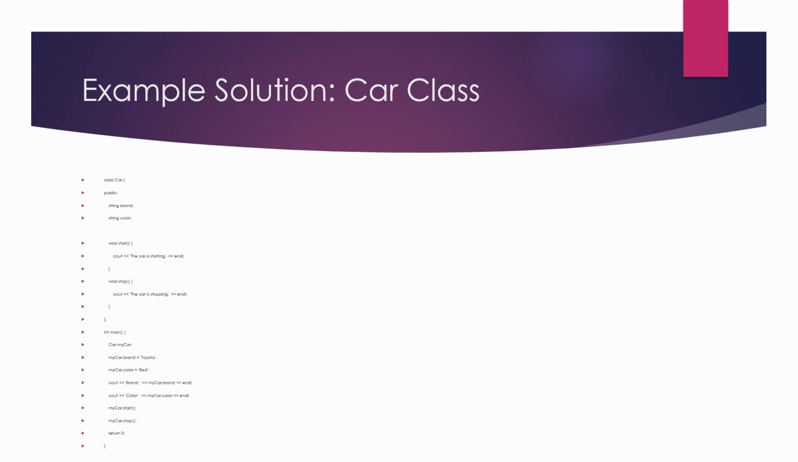Let's go over an example solution. In this code, we create the car class with attributes brand and color and methods start and stop. The start method will print a message indicating that the car is starting, while the stop method will display a message that the car is stopping. You can see how we create the myCar object and use its attributes.